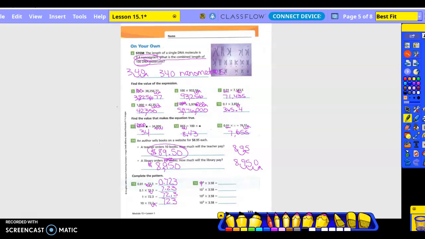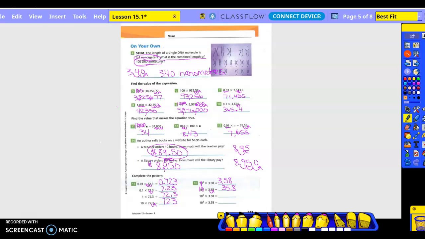Next one. 10 to the 0 power is what? 1. I'm going to put a 1 over that. Anything times 1 is itself. So 3 and 5,800. 10 to the first power is 10. I'm multiplying by a whole number. So am I going to the left or to the right? To the right. How many zeros do I see? 1. So I'm going to move it 1 place to the right. And my answer is 35 and 8/10.